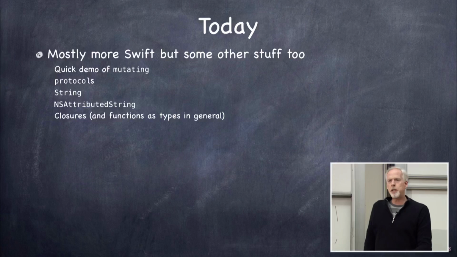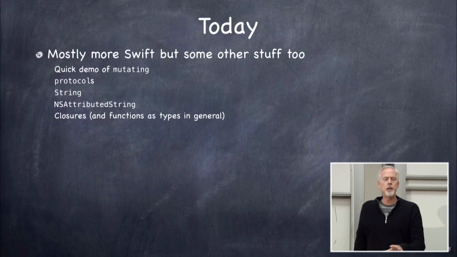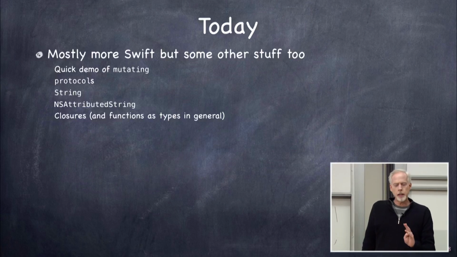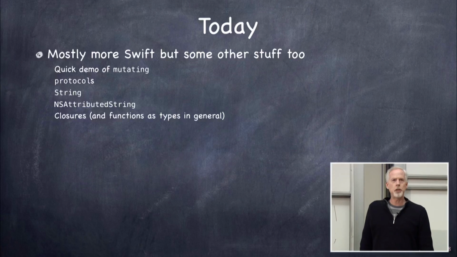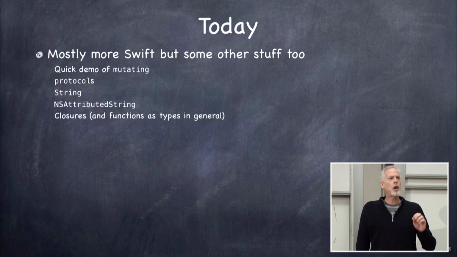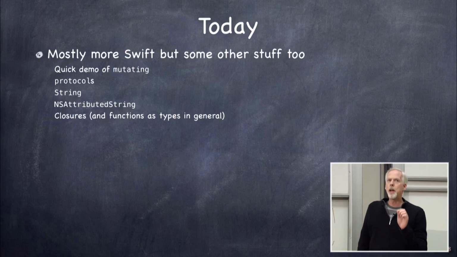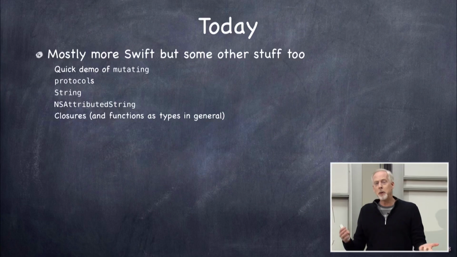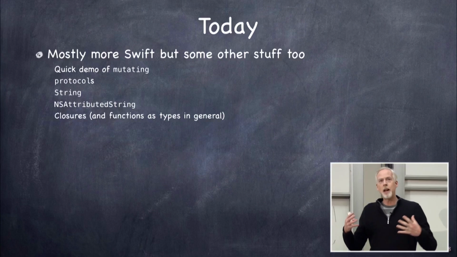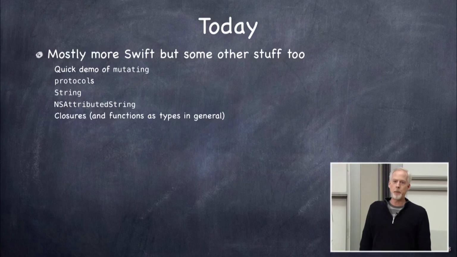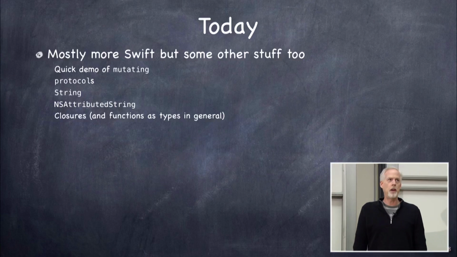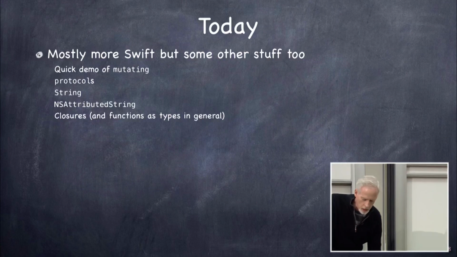So I'm going to do a quick demo that I postponed from Wednesday of this mutating keyword that we have to add when we make something a struct versus a class. Then we're going to talk about 2 very important topics today, protocols and closures, or functions as types in general, those 2. And in between, I'm going to talk about string, which is important in a way, but it's not the monstrously important topic that protocols and closures are. Okay? So let's dive right into that demo that I had.